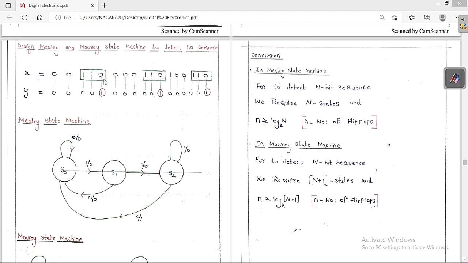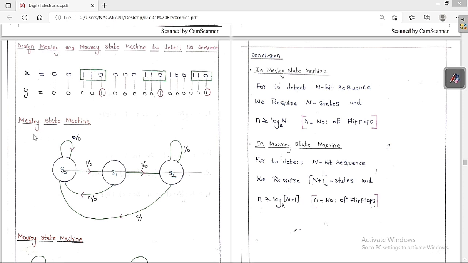So we have to see the 3 grouping, and we have to check whether it is 1, 1, 0, then only we are going to get 1. Otherwise we are going to get 0. So based on this random input, this is the output that we are going to get, because we want the sequence 1, 1, 0 to give 1.